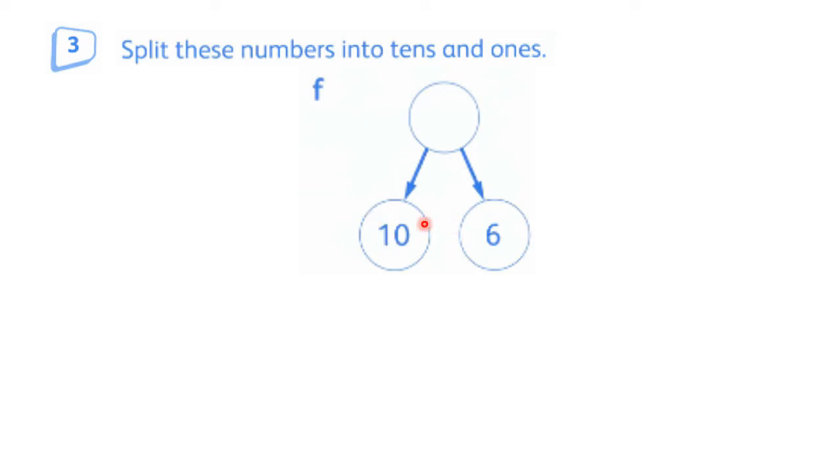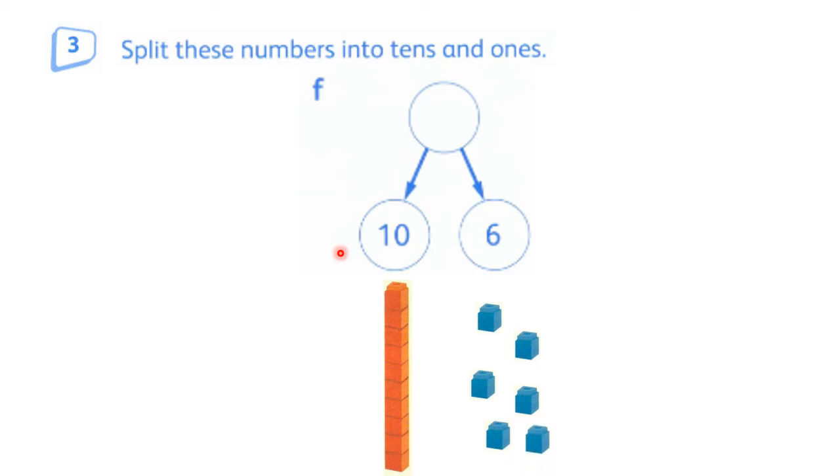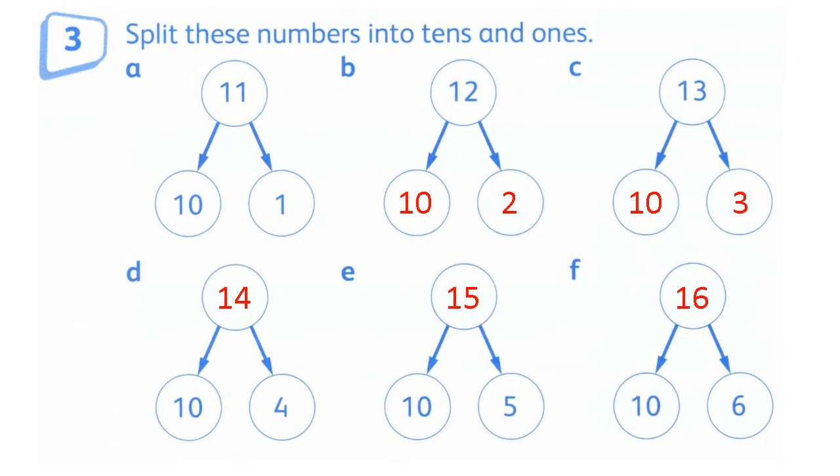We have 10 and 6. 1 ten gives us a 1 here. 6 ones gives us 6 here. 10 plus 6 is 10, 11, 12, 13, 14, 15, 16. 1 ten, 6 ones makes 16. Here you have the answers all together.